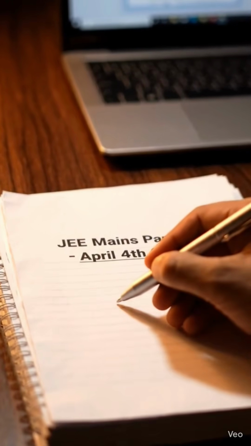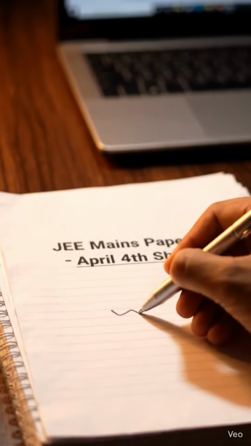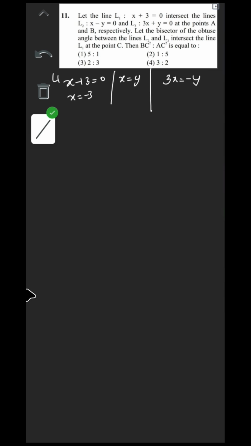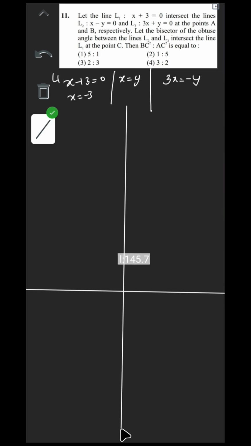Today we will discuss the JEE Mains paper, Shift 1, on April 4th. It's the 11th question. Let's see the problem. x plus 3 is equal to 0, so x is equal to minus 3, that's one equation. Another equation, x is equal to y. And the third equation, 3x is equal to minus y. So x is equal to y and 3x is equal to minus y pass through the origin. We know the point. Now let's draw the graph of the given equations.